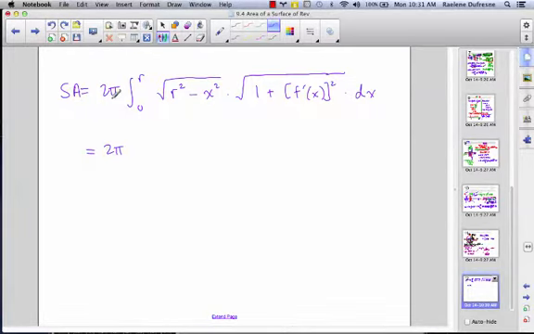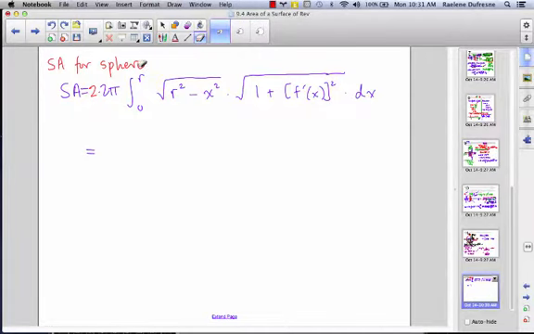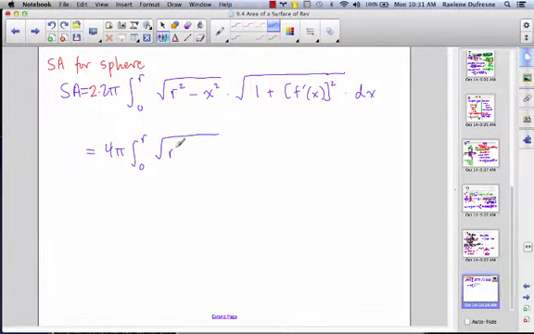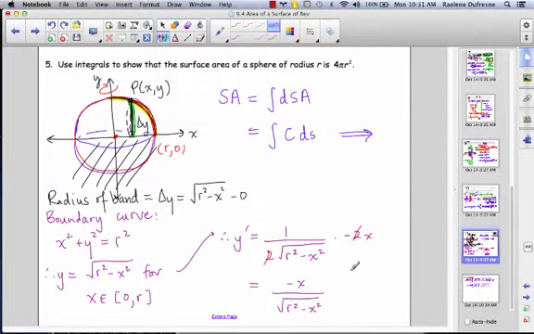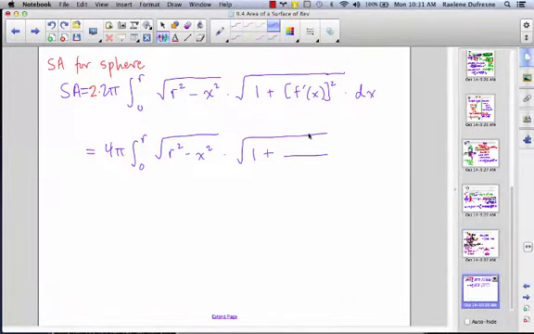Now this is actually the surface area for a hemisphere, so I'm going to double that to get the surface area of the full sphere. And so that's going to make the constant in front 4 pi times the integral from 0 to r. And let's make our substitution for f prime of x, and then square it. Once we square it, we're going to get positive, and the numerator was x and the denominator was square root of stuff. So we're going to get x squared over r squared minus x squared, and then times dx.